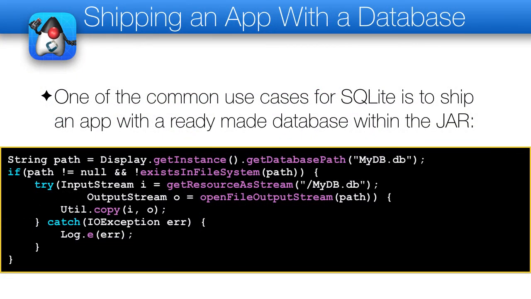A very common case is including an initial SQL database that ships with your app. This allows you to include some initial data within the jar or download initial data from a server. You can install the database into place by using the getDatabasePath method and using the standard FileSystem API to copy the data into place where the database should be.